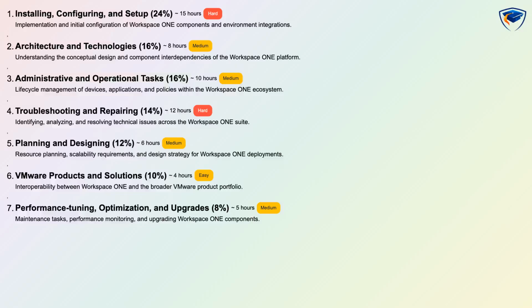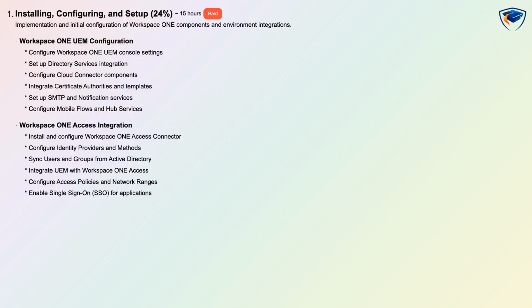This exam is divided across 7 domains with precise weights. The domains are installing, configuring, and setup at 24%, architecture and technologies at 16%, administrative and operational tasks at 16%, troubleshooting and repairing at 14%, planning and designing at 12%, VMware products and solutions at 10%, and performance tuning, optimization, and upgrades at 8%. Installing, configuring, and setup is 24% of the exam and focuses on implementation and initial configuration of Workspace ONE components and environment integrations.